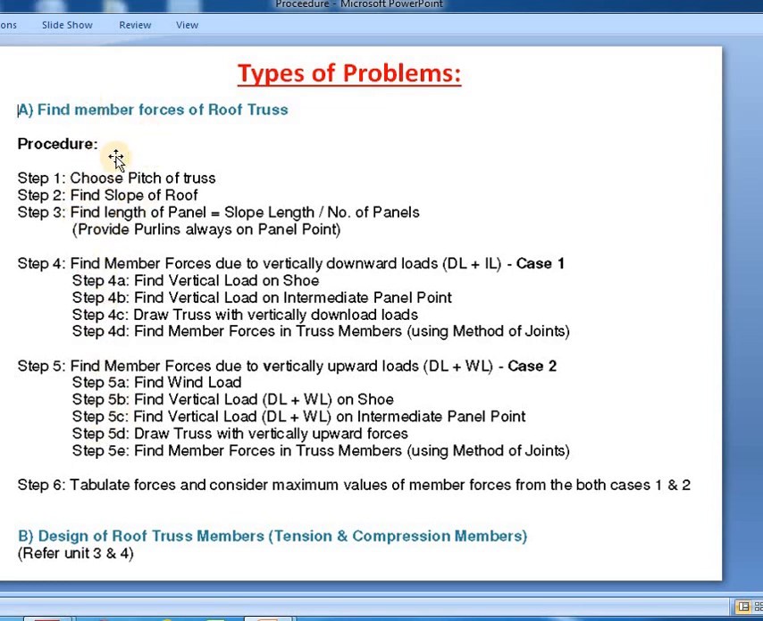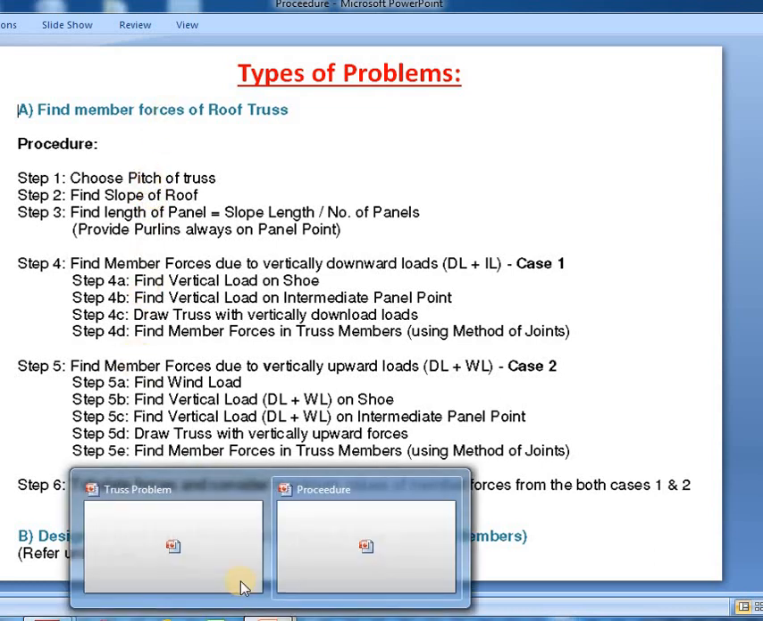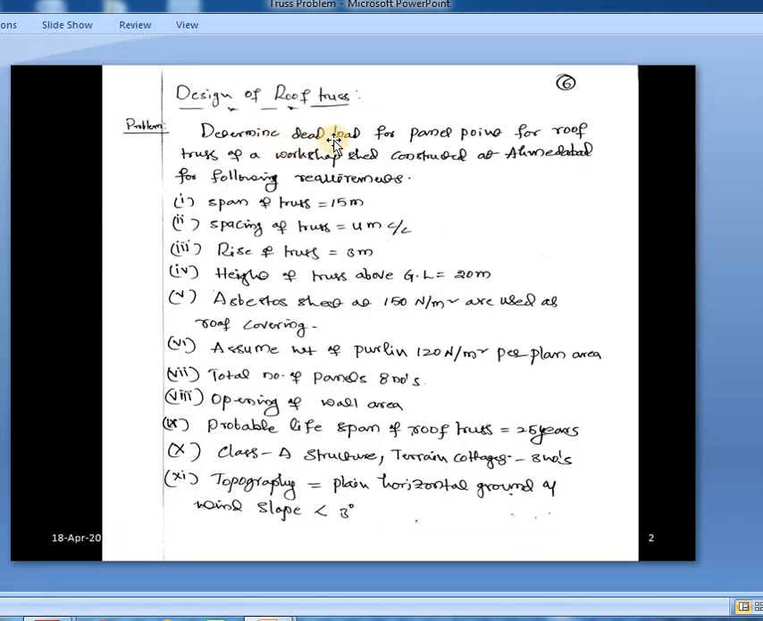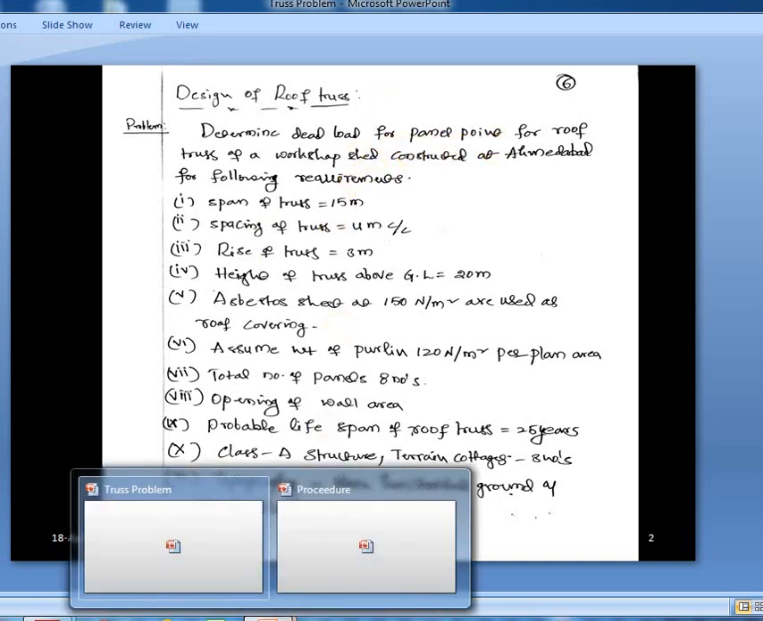That's why I am requesting you, please concentrate more on the type 1 problem, because we already know how to solve compression members and tension members from the second unit. This is wrong, third and fourth as per JNTU syllabus. So for that reason, now I am going to explain a problem. Just see here, determine load for a panel point. That is the problem we are going to discuss.